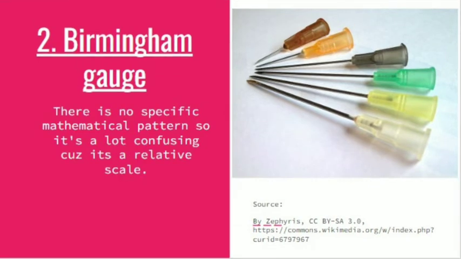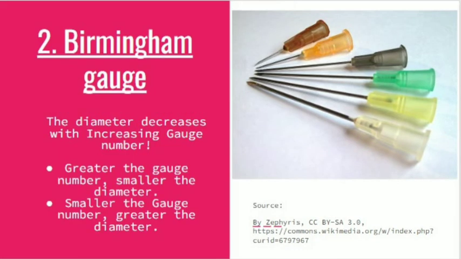Since there is no specific mathematical pattern that exists like for French gauge, it is a very confusing system because it is a relative scale, not an actual scale. As already discussed, the diameter decreases with increasing gauge number. So the greater the gauge number, the smaller will be the diameter of that needle. The smaller the gauge number, the greater will be the diameter of that needle.